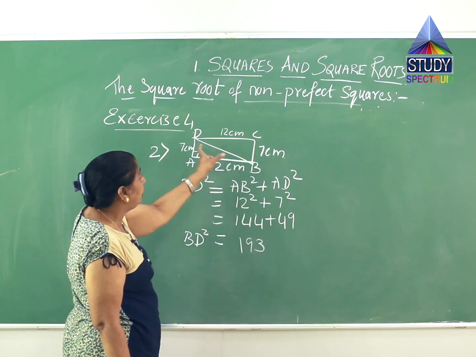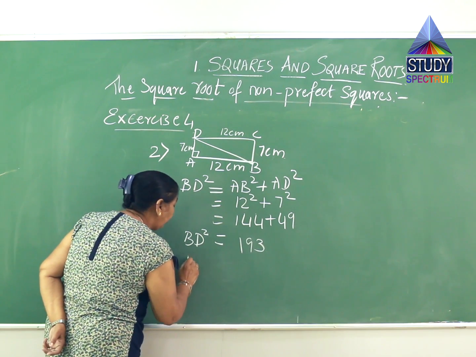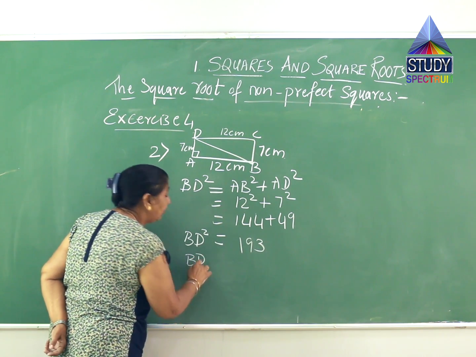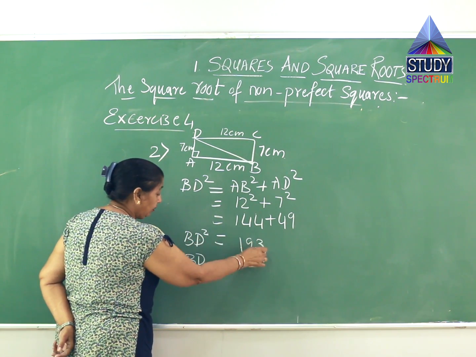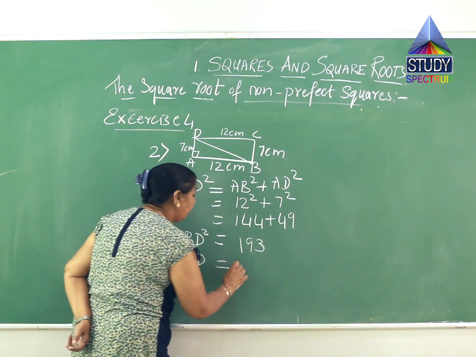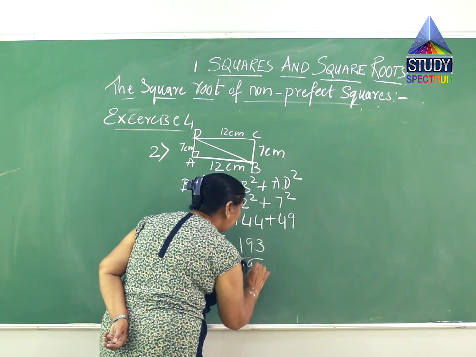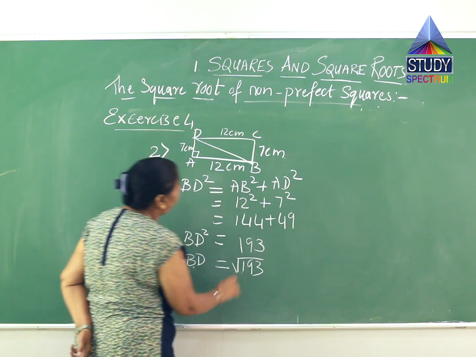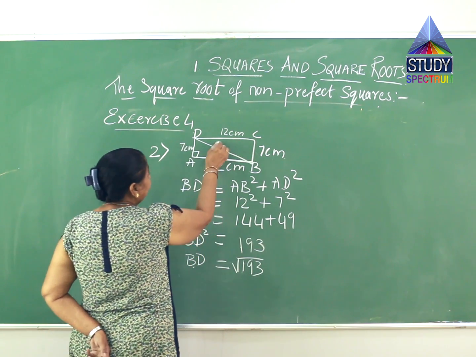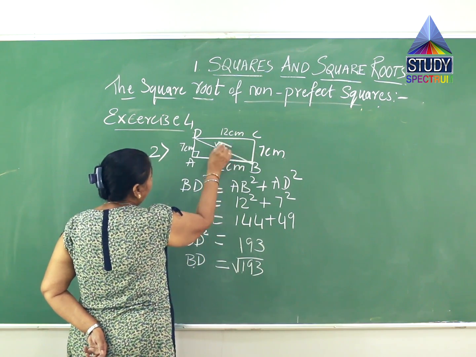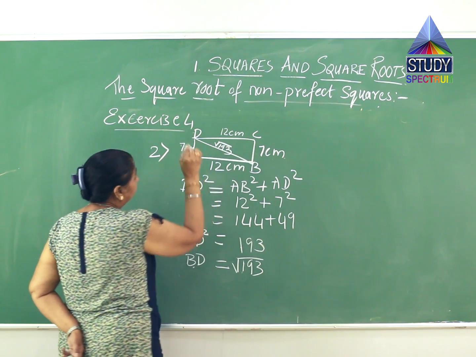So we need BD. That means I have to take root of both the sides. BD square is 193. Therefore, root of BD square is BD, and that is root of 193. So this diagonal is root of 193.